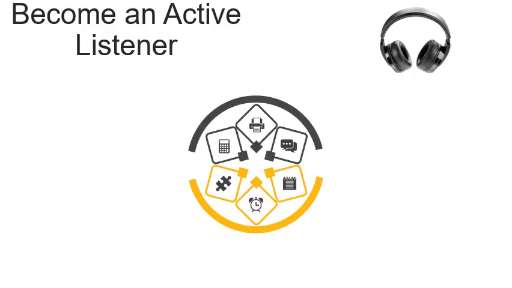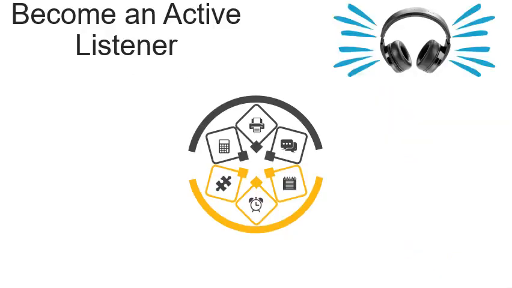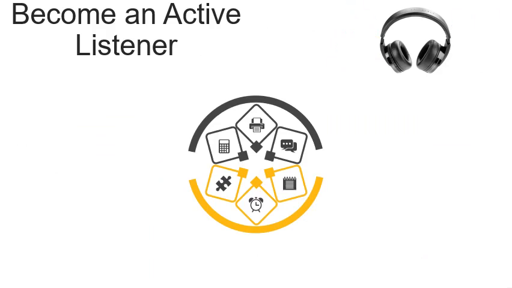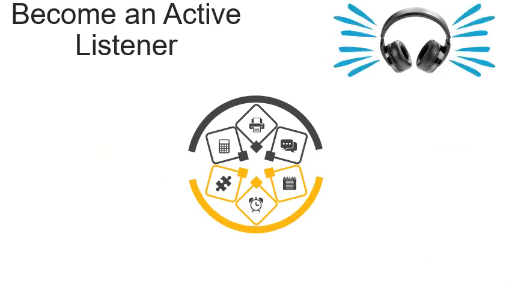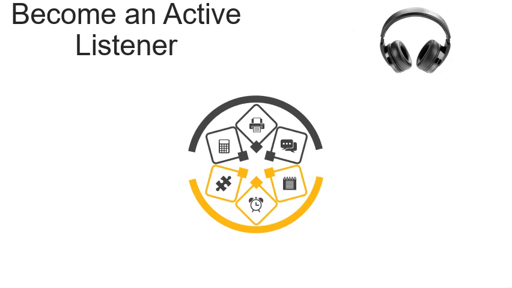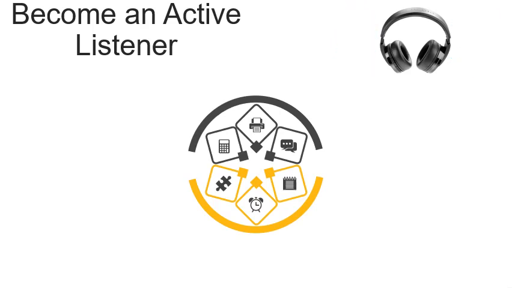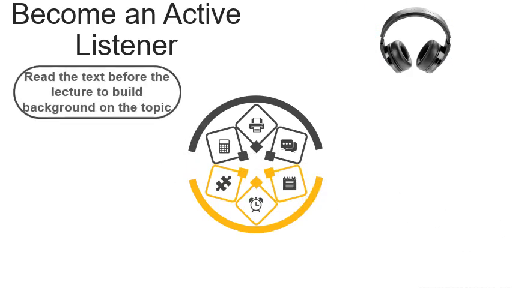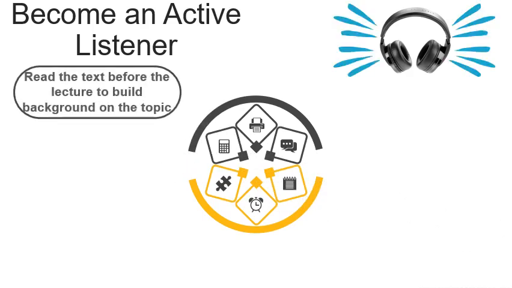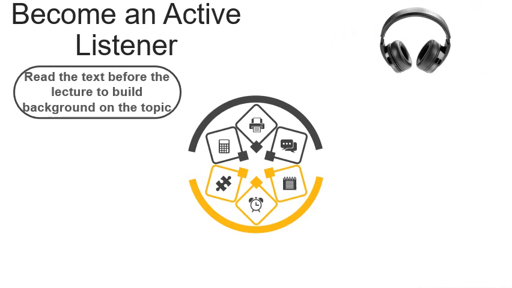Become an active listener. Many students confuse hearing and listening. Hearing is a passive process. It is non-selective and involuntary, while listening, on the other hand, is an active process that involves receiving, attending to, and assigning meaning. To become an active listener, first you need to read the text assignment before the lecture to build up background on the topic.